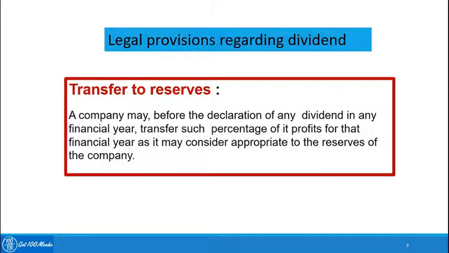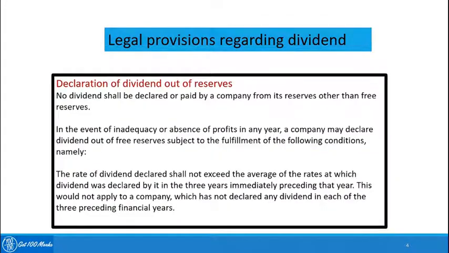Now, a company may, before the declaration of any dividend, transfer such percentage of its profits for that financial year as it may consider appropriate to the reserves of the company. So without transferring any money to the reserves, the company cannot declare dividends. So the fact that the company will pay out everything in dividends is not possible by virtue of this regulation. Declaration of dividends out of reserves is not allowed.